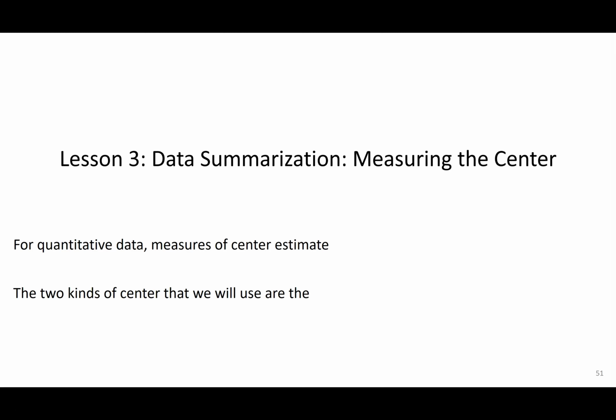So we're still talking about data summarization, and this time we're going to focus on measuring the center. What we mean by center is when we have a data set and we're trying to estimate what a typical value in a data set is. The two types of center that we tend to describe are the mean and the median. A lot of times the mean or the median is going to be used to describe a typical value.